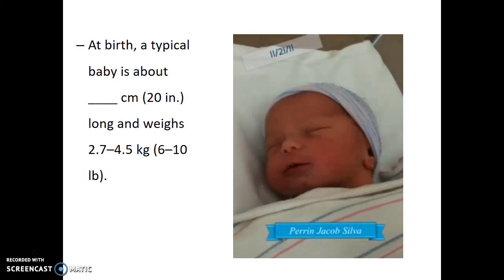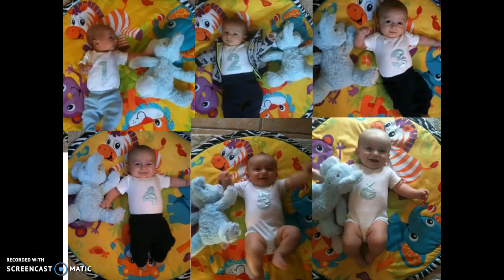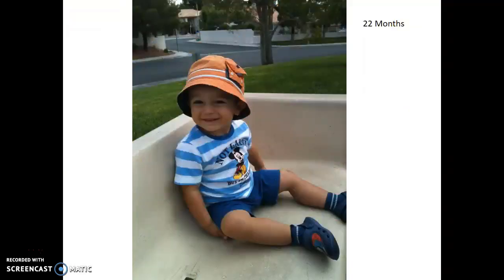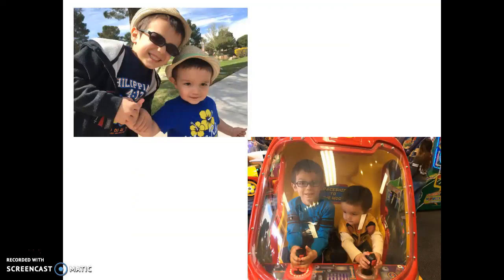At birth, a typical baby is about 50 centimeters, or 20 inches in length, and weighs 2.7 to 4.5 kilograms, or around 6 to 10 pounds. And here's a picture of our oldest son, Perrin, on the day he was born. Now, after birth, children develop quite rapidly. And so, our son continues to grow, and now his brother as well is continuing to grow and develop.